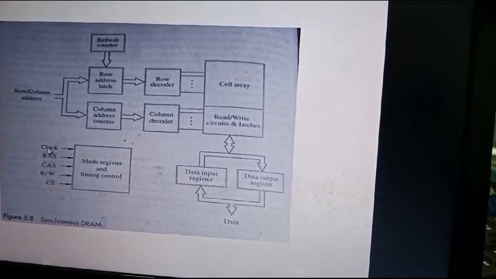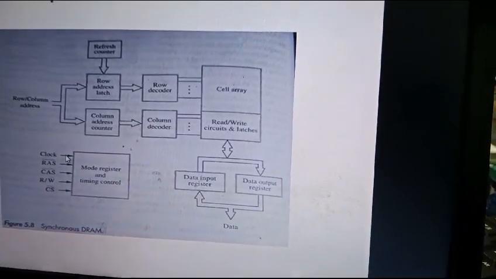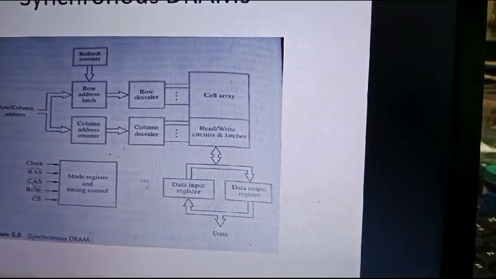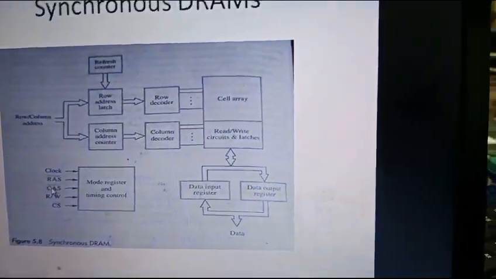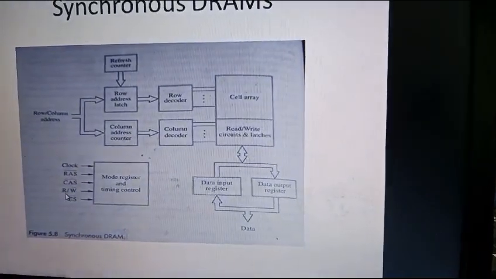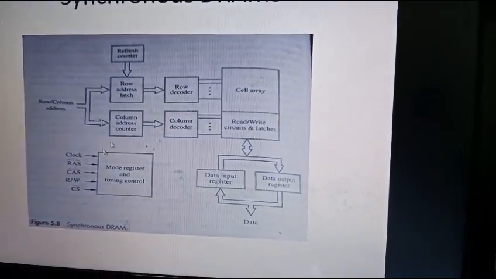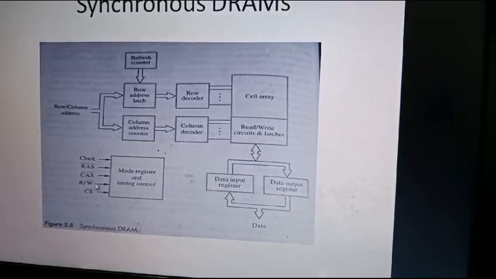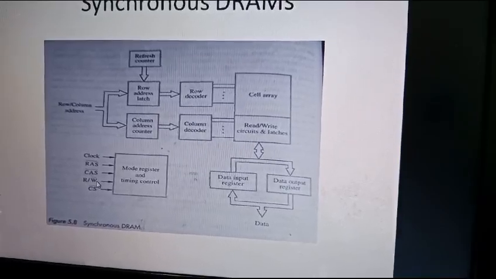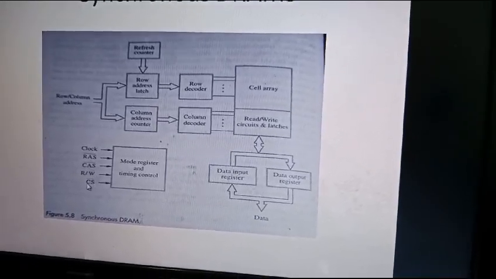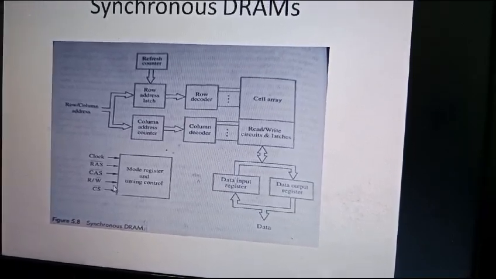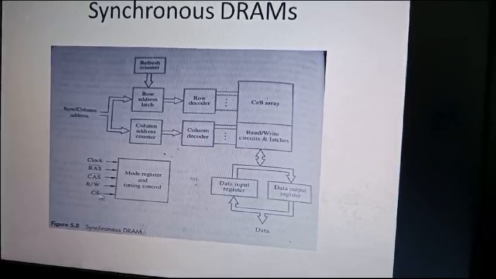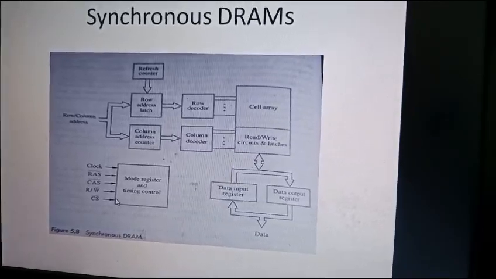Here we are saying clock because it is synchronized. Clock is very necessary here. And this is the row address selection signal. This is the column address selection signal. Read write signal: whenever the processor is reading data, this signal will become high. Whenever the processor is writing to memory, this signal becomes 0. This is chip selection. Whenever the processor is accessing this particular memory device, chip selection should be 0.